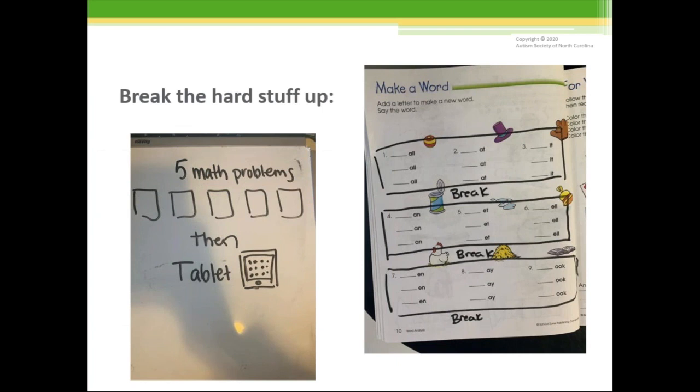Here are two more quick examples. 5 math problems, then you're going to get your tablet. So concretely, on the fly, breaking this down into teachable steps that are manageable for that child or individual with autism so they can see how much, how long, and when it is over. Another example here with this worksheet, the caregiver, the parent, broke this up into more manageable chunks for this child with autism, and you can see that he or she concretely visually showed those break points for the individual. These are just a few examples of how to think about breaking the hard stuff up during these challenging times.